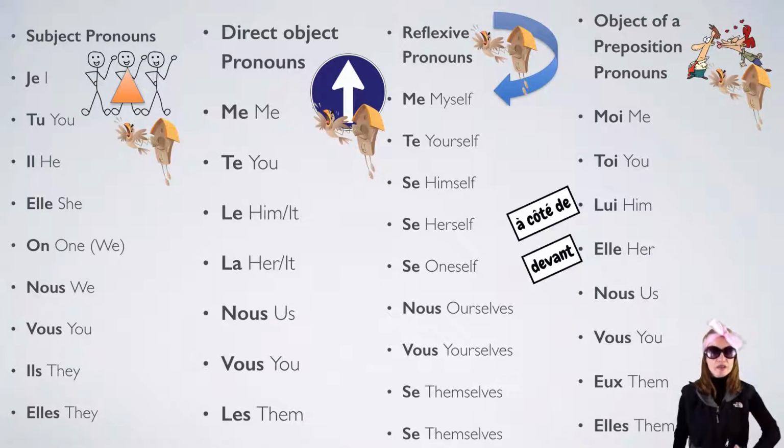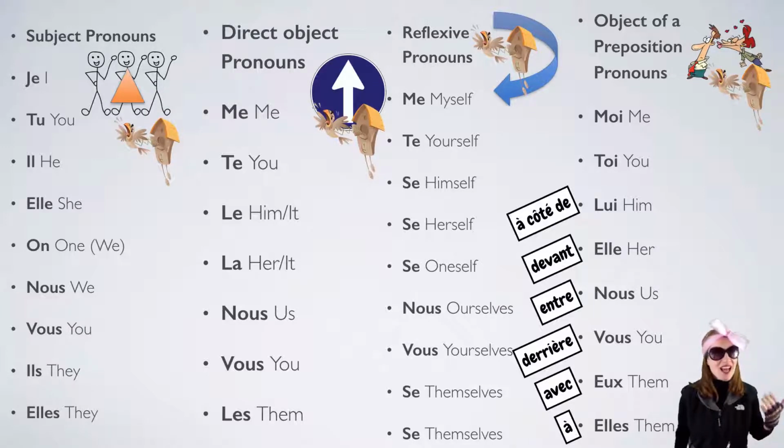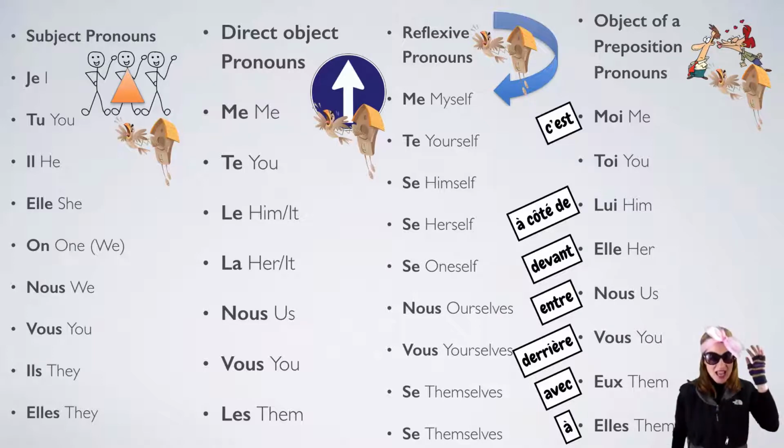Devant, in front of, devant elle. Entre, between, entre nous, between us. Derrière, it's behind you, c'est derrière vous. Avec, avec eux, with them, for all male or a mixed group. Avec elles, if the them are all feminine. À, belonging to. C'est à elle, it belongs to her. C'est à moi. It's your turn. C'est à toi. These pronouns, moi, toi, they rhyme.